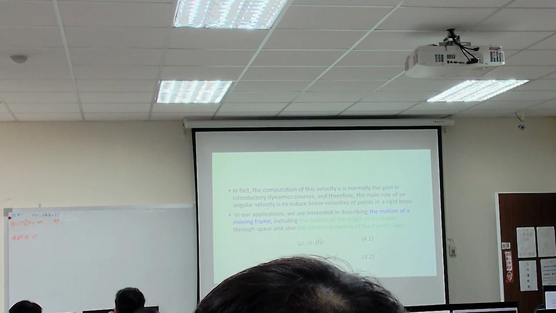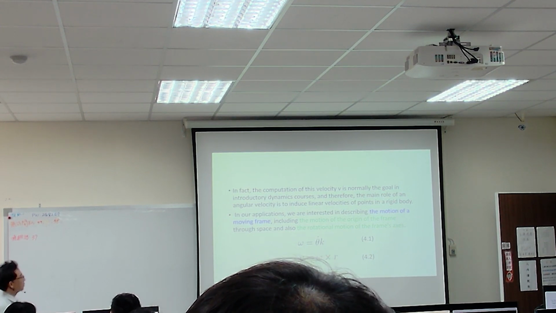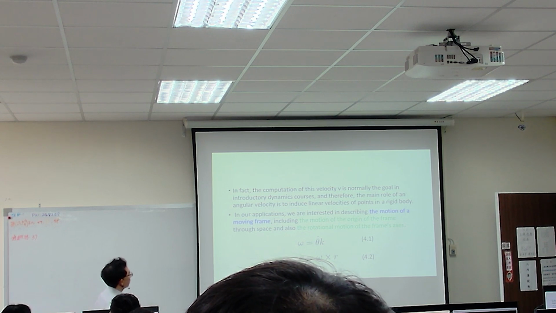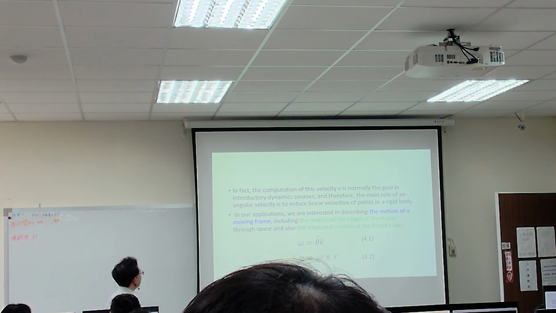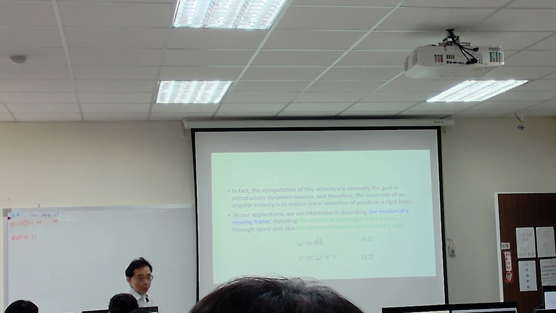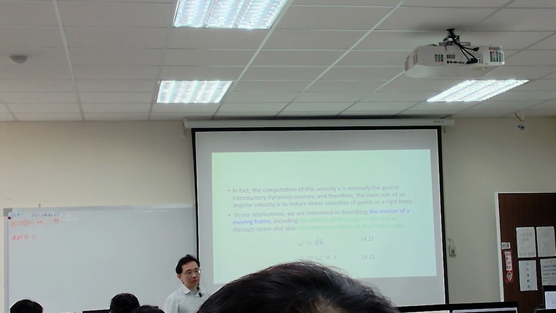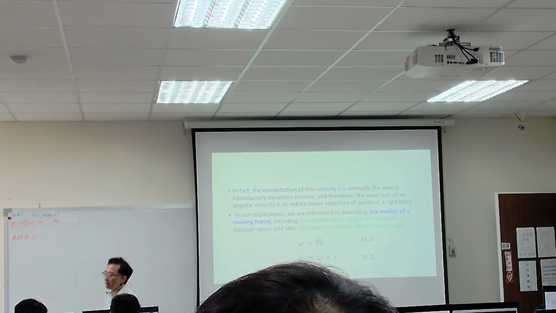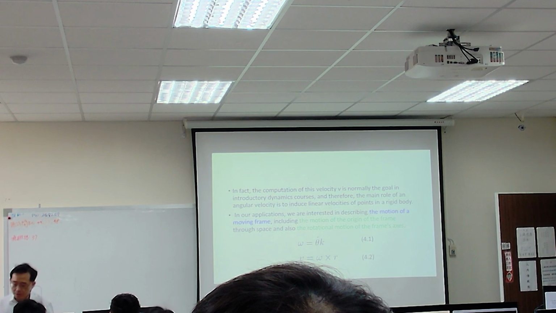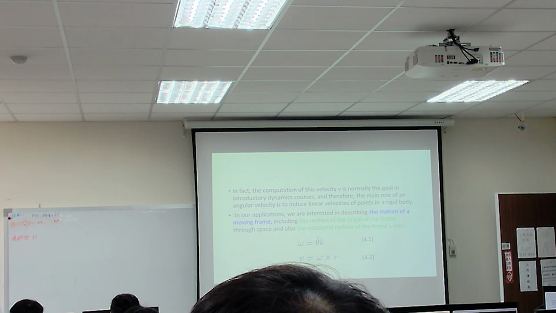They can involve a dynamic close, but we don't need to go to that step. We just try to describe how the angular velocity will induce the linear velocity in a rigid body. What we are interested in is describing the motion of a moving frame, the motion of the origin of the frame through space, and also the rotational motion of the frame's axes.